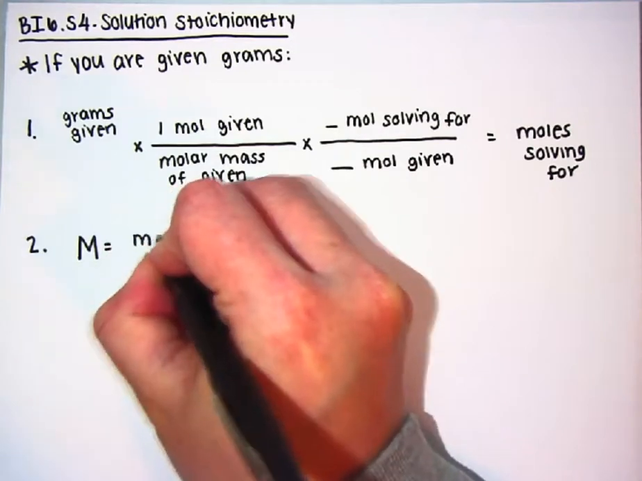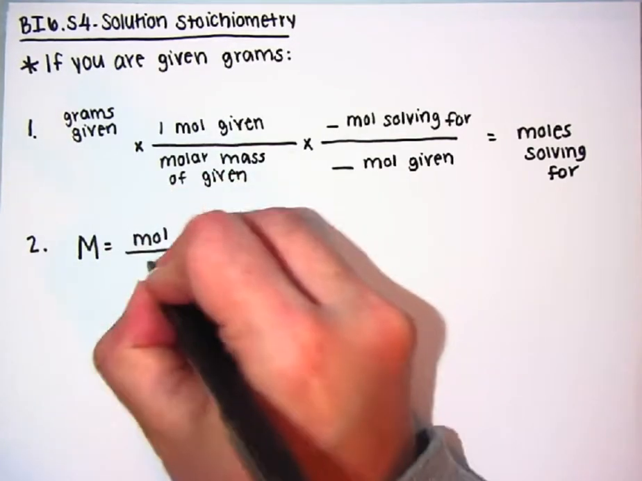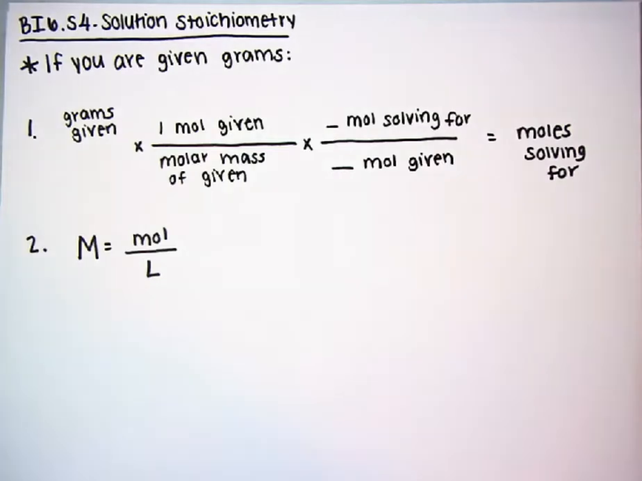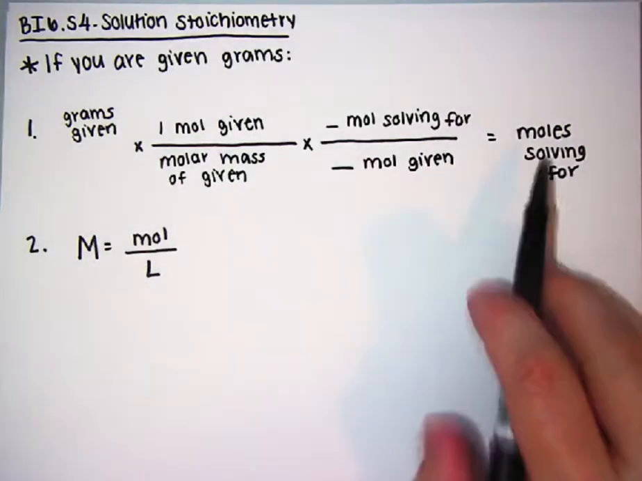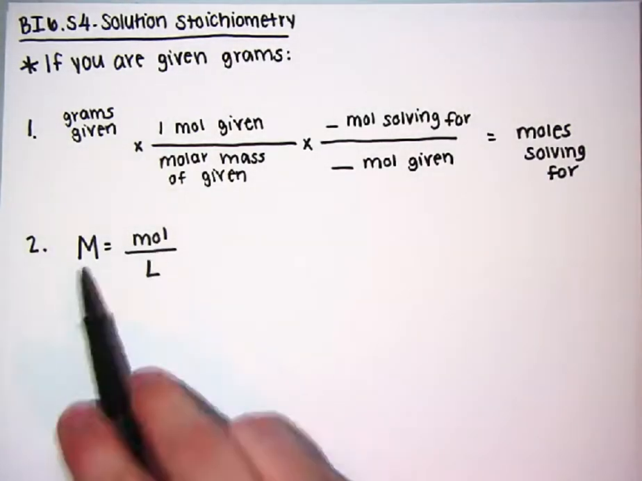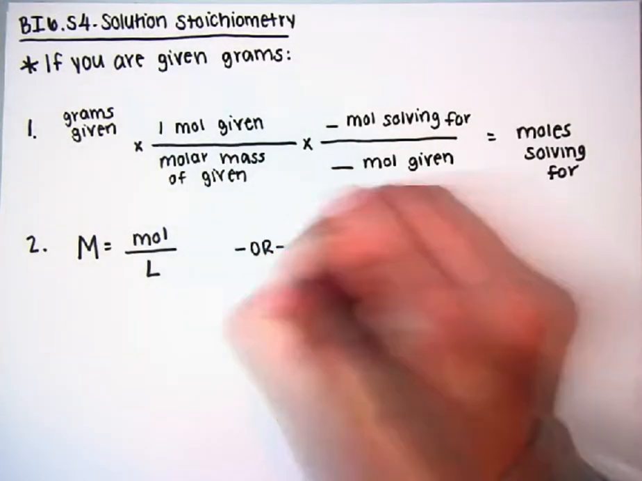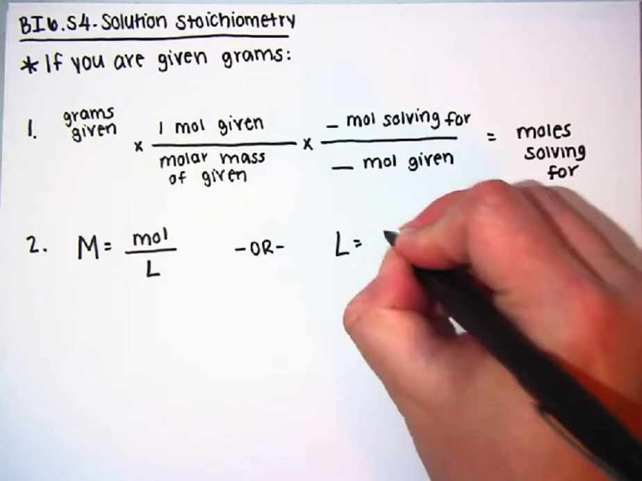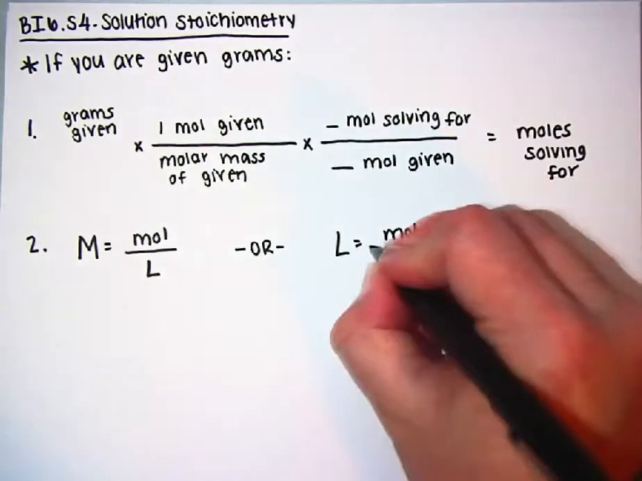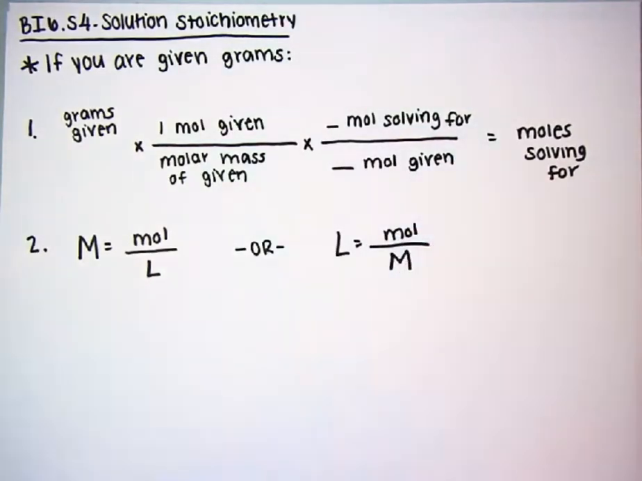So step 2, we can then plug that answer into moles, and we can solve for molarity. Or if we're trying to solve for volume, liters would be equal to moles divided by molarity. So this is going to be the little roadmap that we are going to take if we are given grams.